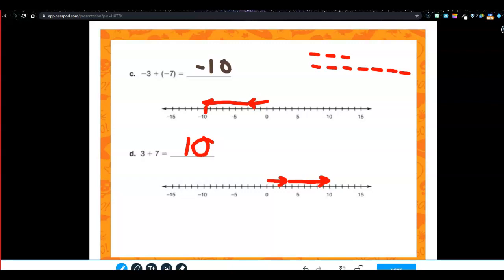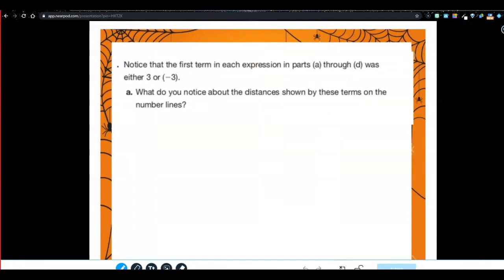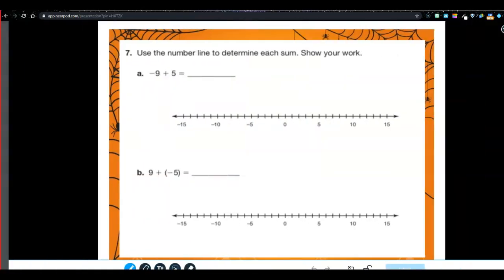Any questions right now? No. All right. Okay, moving on. All right, we're going to skip this. I just wanted you to mention the arrows going different directions for different signs.